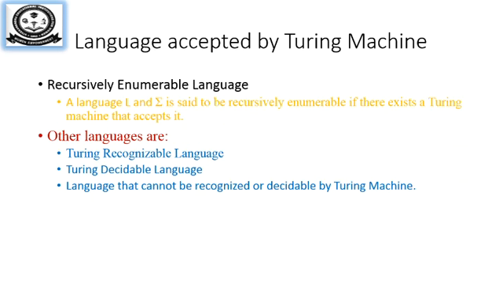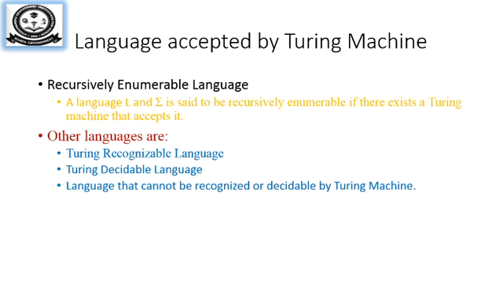So what is the language that is accepted by the Turing machine? The language that is accepted by the Turing machine is called a recursively enumerable language. If a language L over a set of input terminals is recursively enumerable, then there exists a Turing machine that accepts it. There are other types of languages also, which we will come across in upcoming topics, like Turing recognizable language, Turing decidable language, and the languages that are not recognized or decidable by Turing machines.